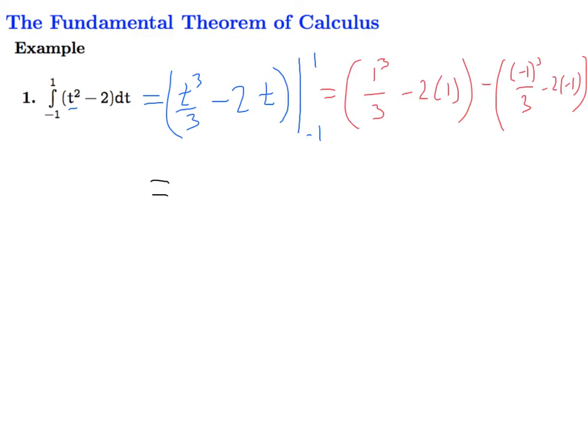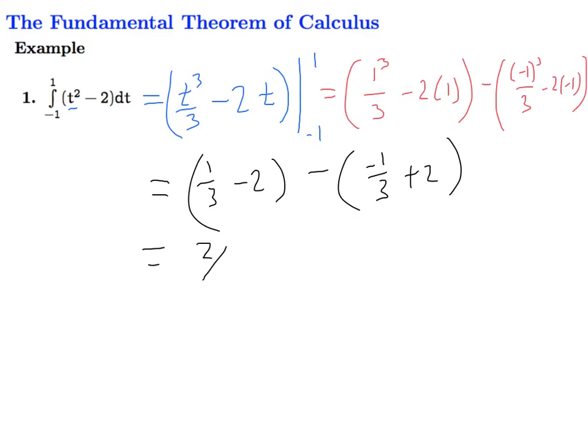And now it's a matter of just cranking through all of the arithmetic. 1/3 minus 2 minus, let's see, negative 1/3 plus 2 is going to be 2/3 minus 4 is equal to, I'm going to mess this up, negative 10/3.